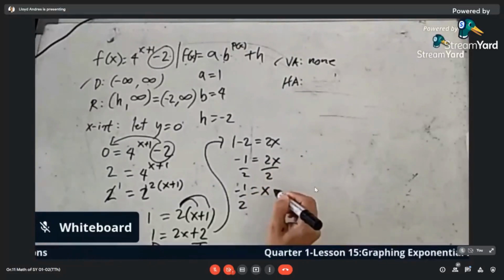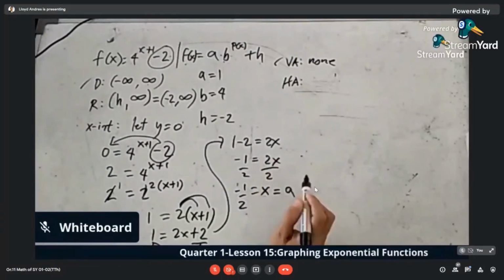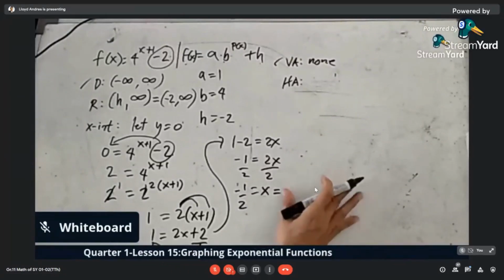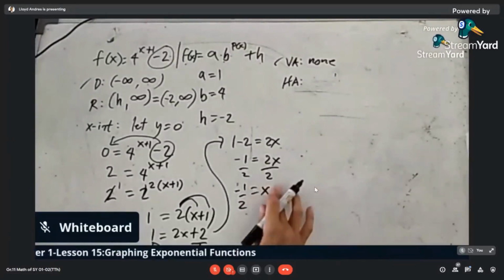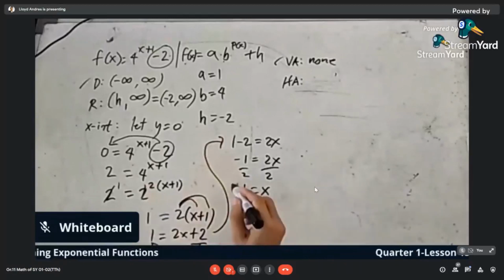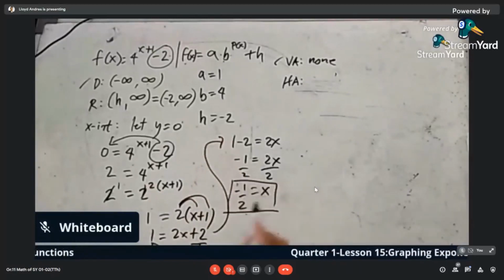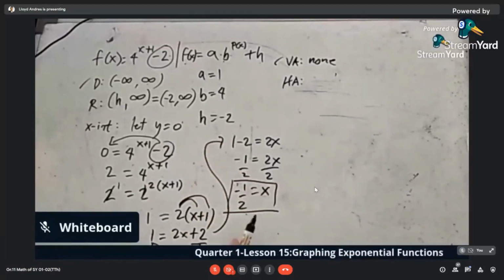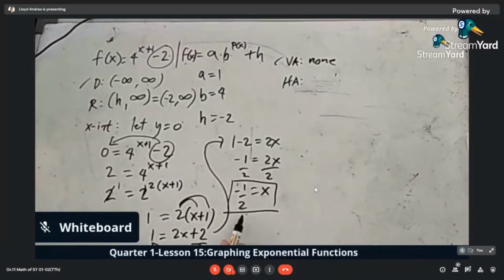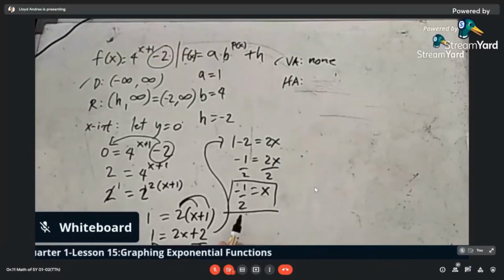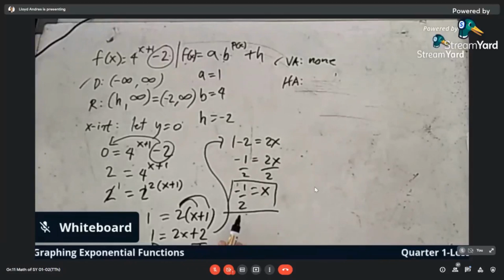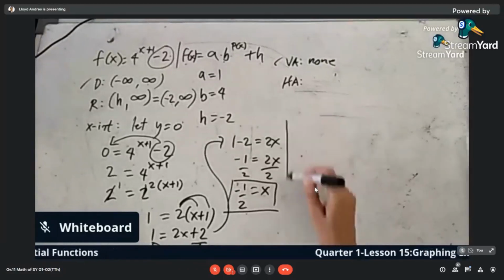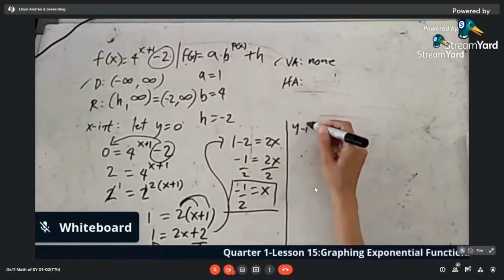And this is actually our x-intercept. So, this is your x-intercept. Meaning, ang graph moagi sa x-axis at negative 1/2. That's your x-intercept. What about for our y-intercept?